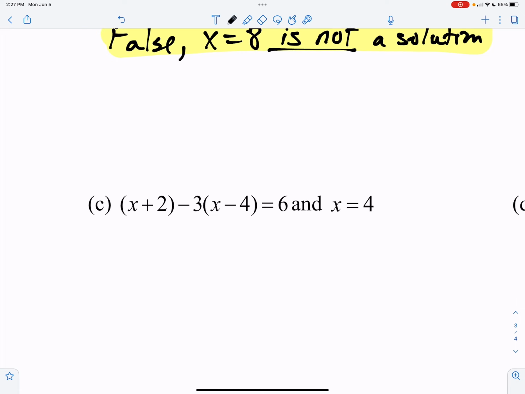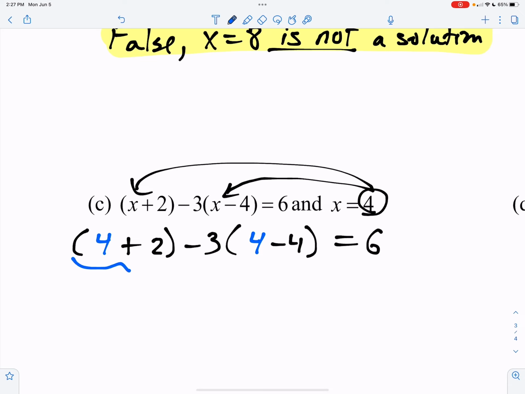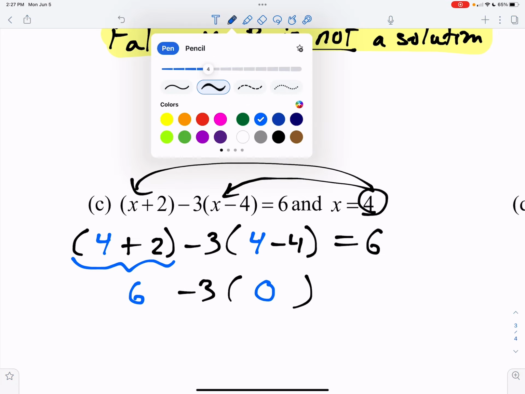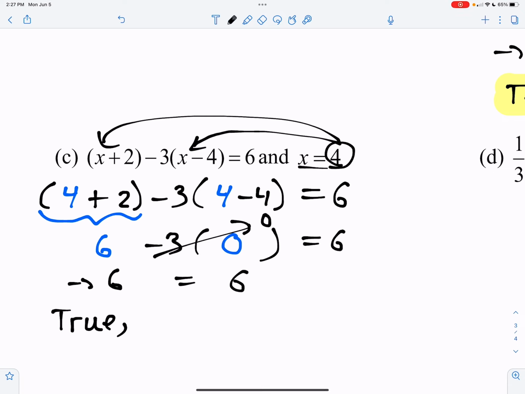Letter C, same thing. I'm going to plug in x equals 4 everywhere I see an x. So I'm going to plug in a 4 plus the 2, and then 3 times the 4 minus 4. Okay, let's see what we have here. Take this first part. 4 plus 2 is 6. Minus the 3 times, well, what's 4 minus 4? Well, that would be 0. Okay, and we want to see if that equals 6. Well, 3 times 0 is 0, and all I'm left with is 6 from right here. And that does equal 6. That's a true statement, which means x equals 4 is a solution.